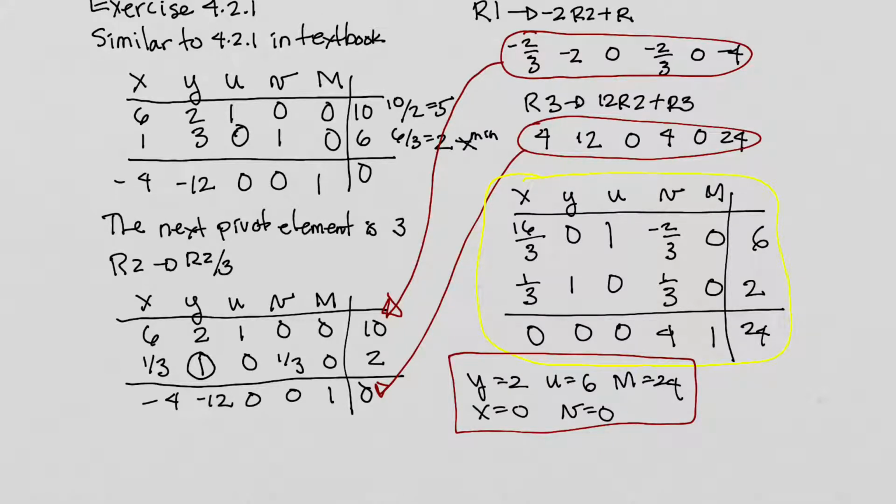But let me just add here. In this case, our last row has no negative values, so this is the particular solution to our problem. But if we did have a negative number down here, we would have to continue this entire process again and keep going until we have eliminated all negative numbers down here.